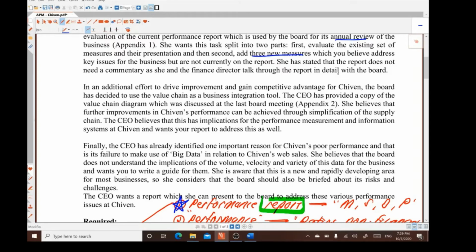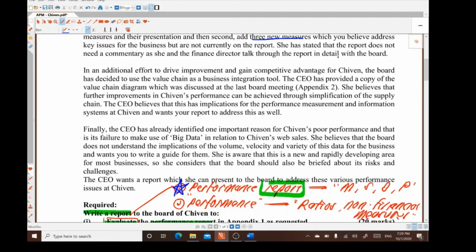Now, say, for example, when we are here to simplify the supply chain, that simply means to cut down on the number of suppliers for the business. Therefore, the CEO believes that this has implications for the performance measurement and the information system at Shivan, and they want your report to address these as well.